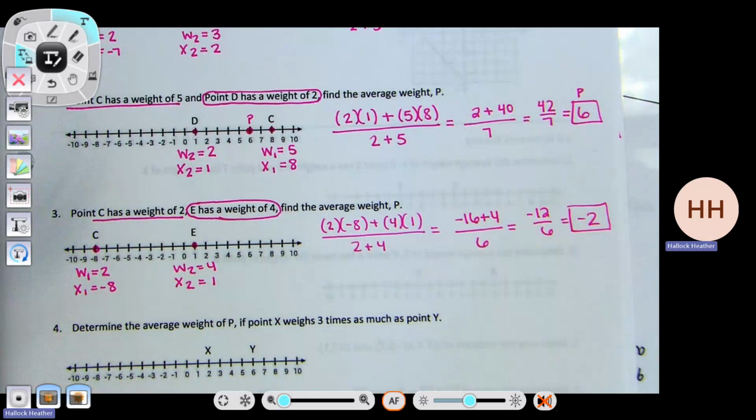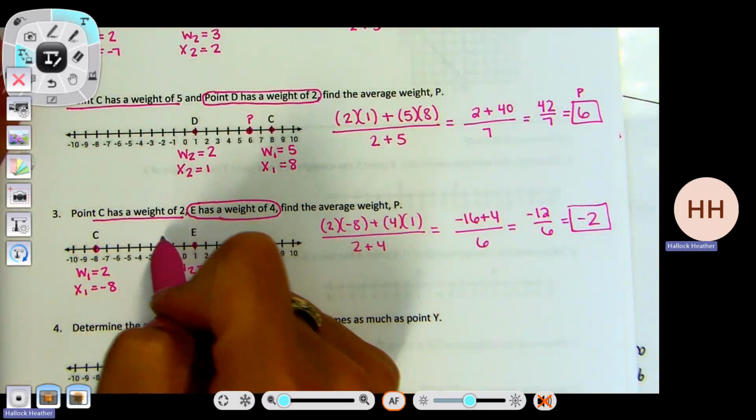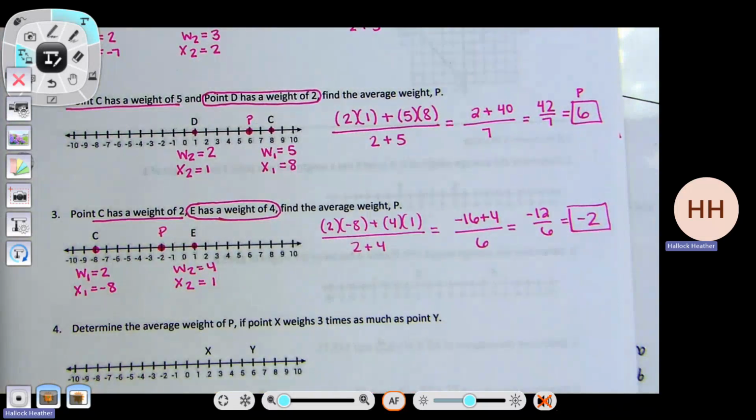Did we get negative 2? Do we like this better than partitioning? Yes, it's way better. This makes sense. Okay. Make sure you put it on your graph. Negative 2 is here. Your weighted average should never fall outside of your points. If you get something outside of the original segment, then it's wrong, because the weighted average should fall between the points. And always go towards the heavier one.